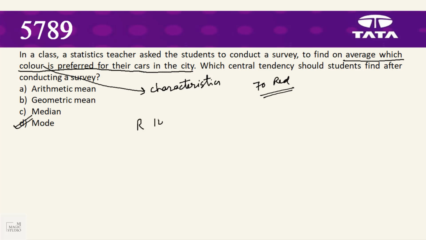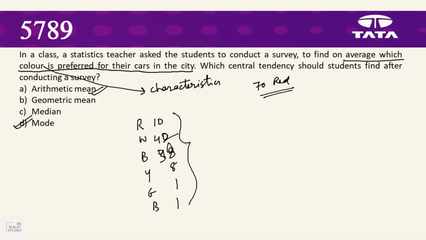Suppose red is liked by 10, white is liked by 40, black is liked by another 40, then yellow by another 8, and green by 1, and brown by 1. So if I use arithmetic mean, so let it be 42 and this is 38, I'll end up getting some result in decimals. A weird result will come.